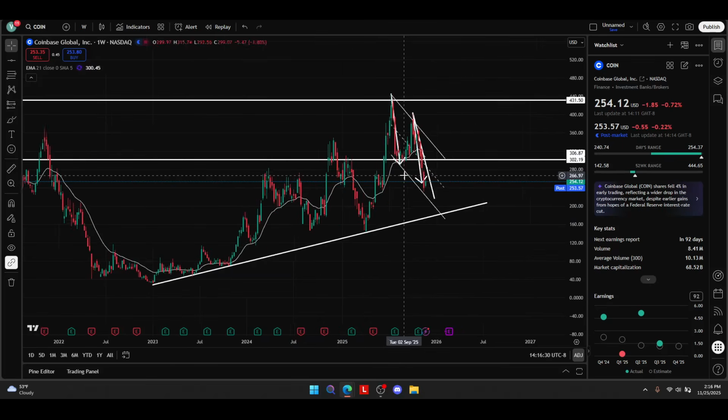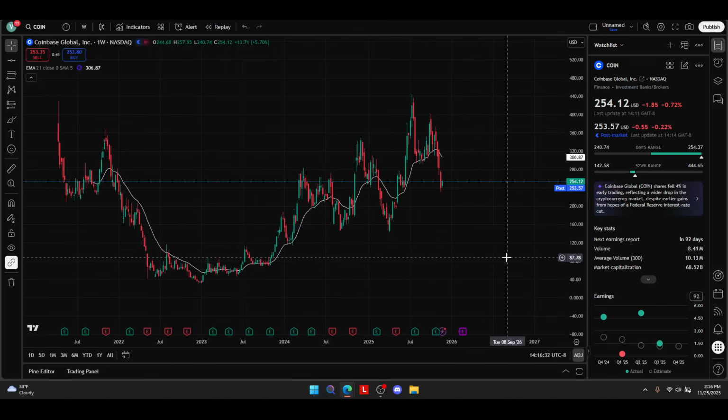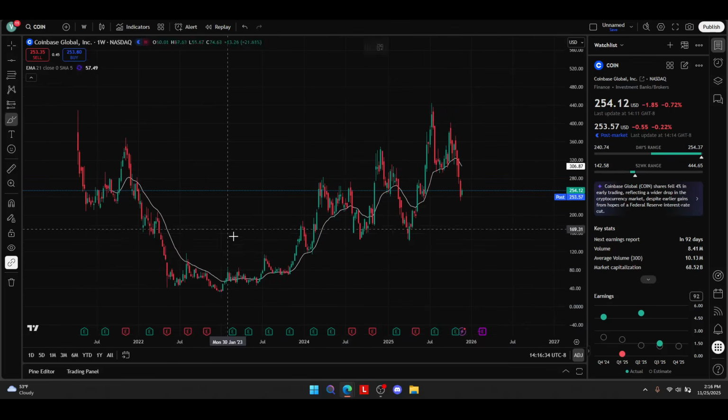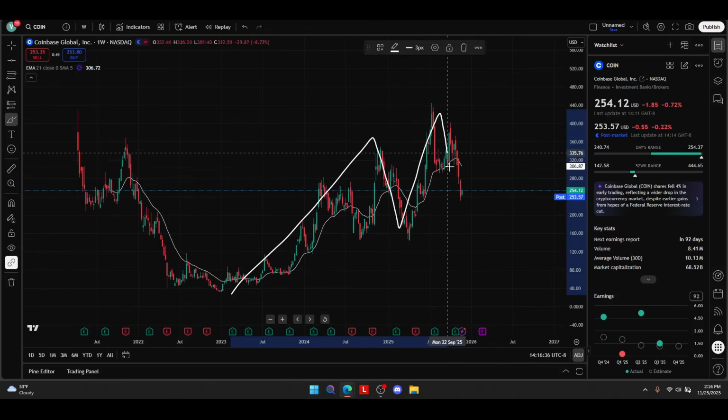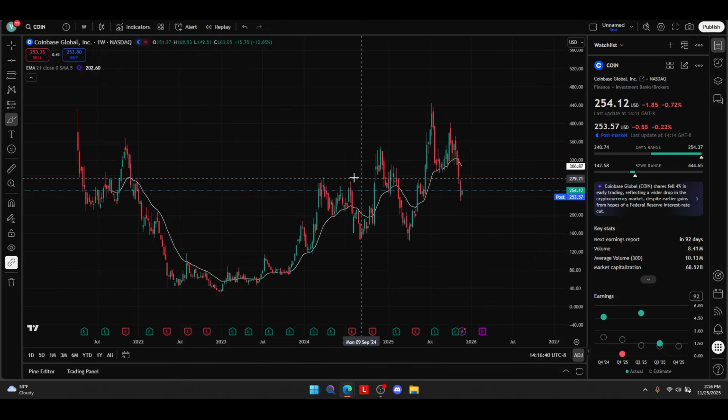Let's look at the weekly chart. Let's remove all the drawings, keep it simple. It's still making higher highs, higher lows. Like I said before, this is still a correction, but going this far low and not reversing yet is not the greatest sign ever. It's not the end of the world, but we want to see a break above 300 with conviction.